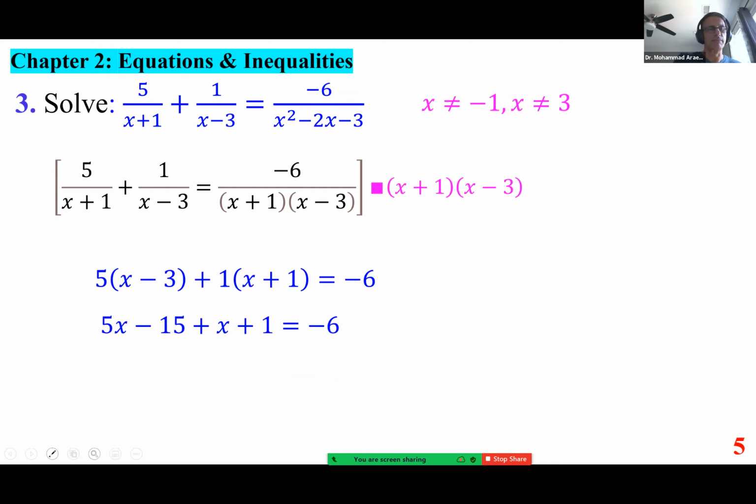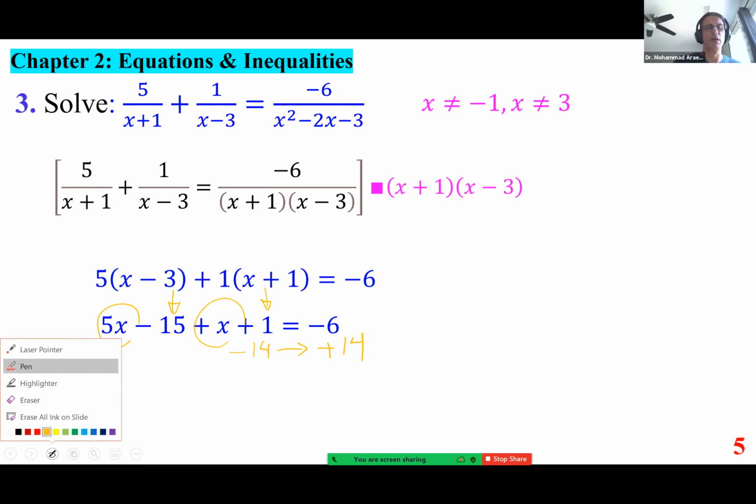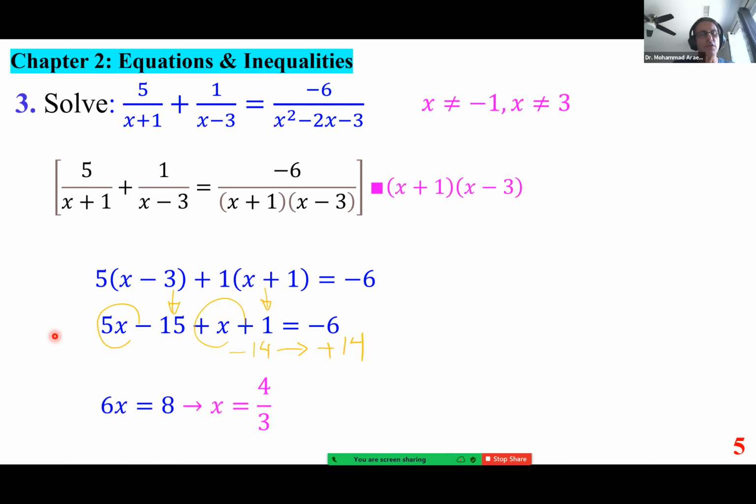5x and x gives 6x, minus 15 and plus 1 gives minus 14. Minus 14 moves to the other side, becomes positive 14. Therefore, 6x is 8. X is 8 over 6, which simplifies to 4/3. You check, all is fine because those two numbers are not acceptable. That's how you check with that.